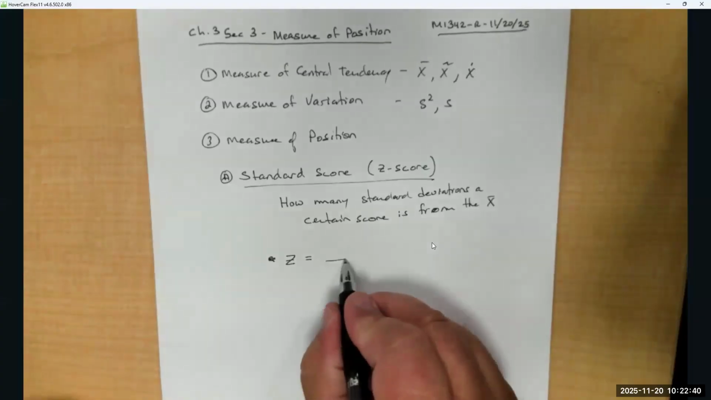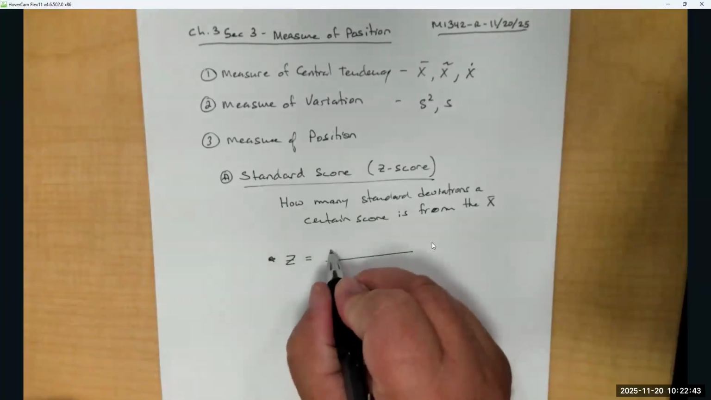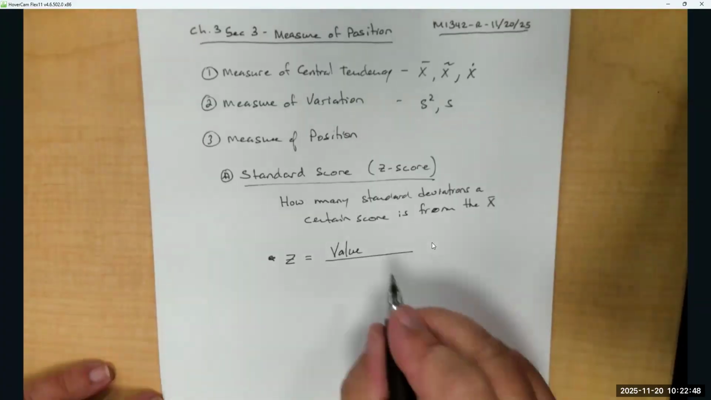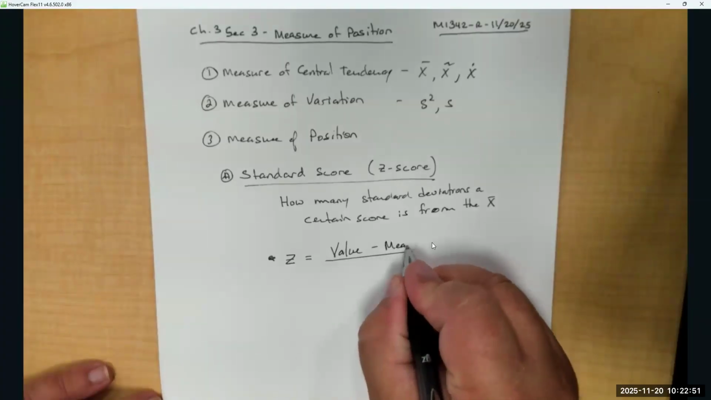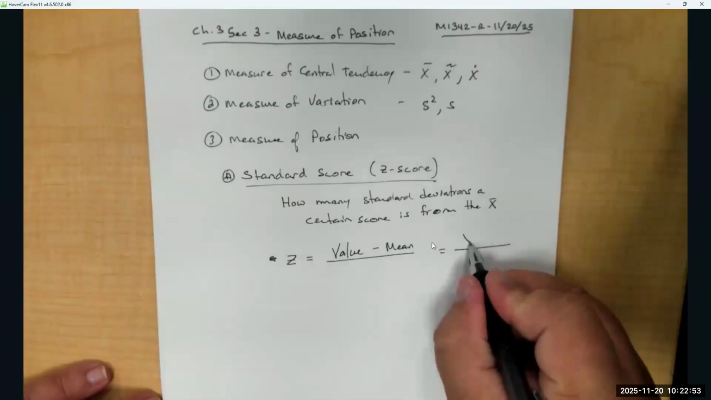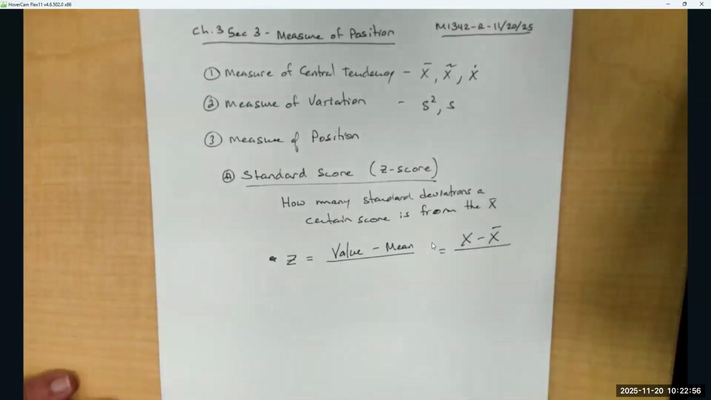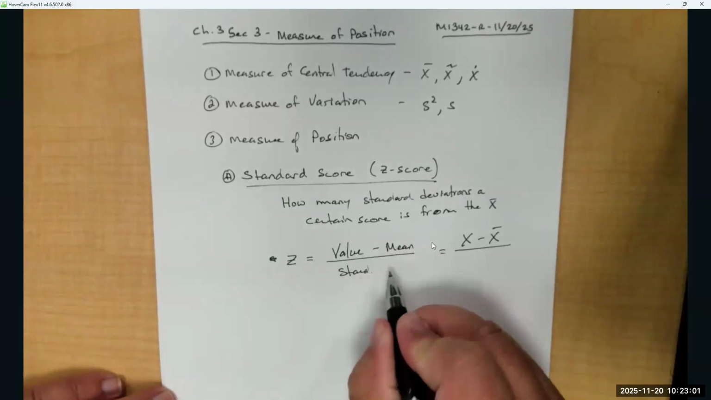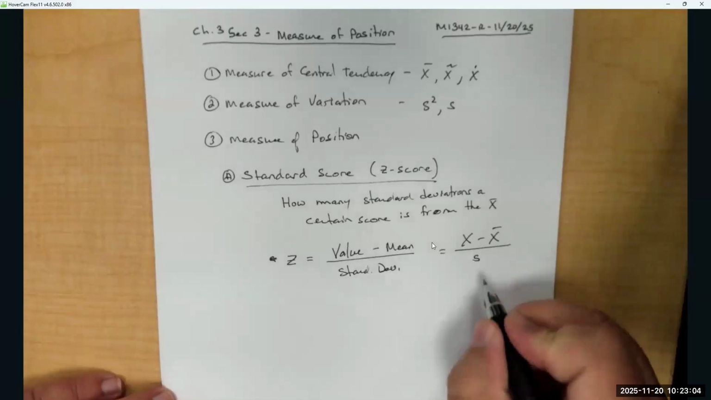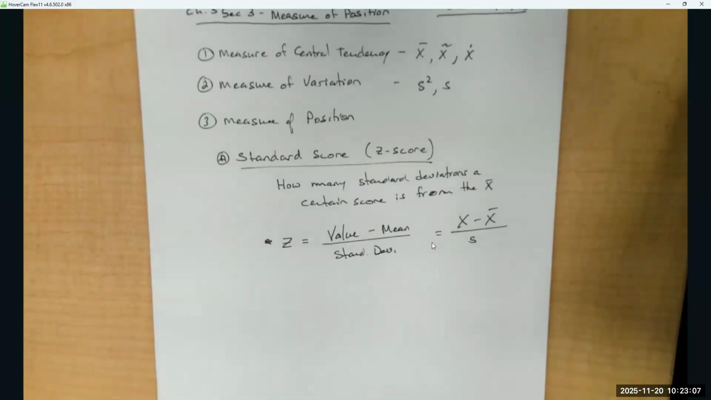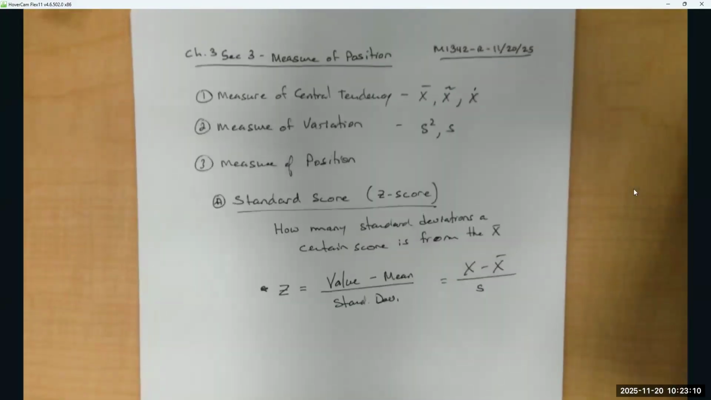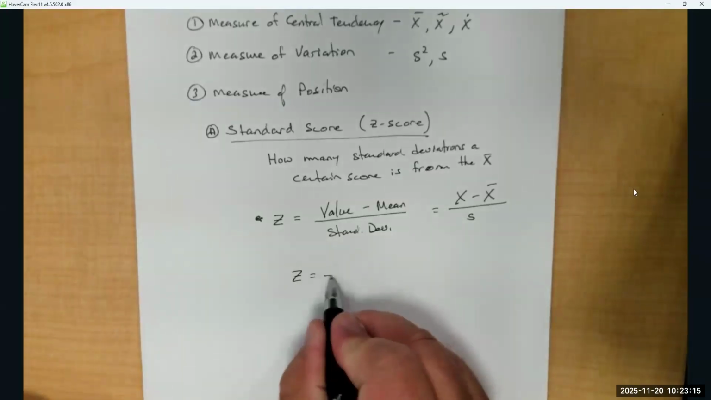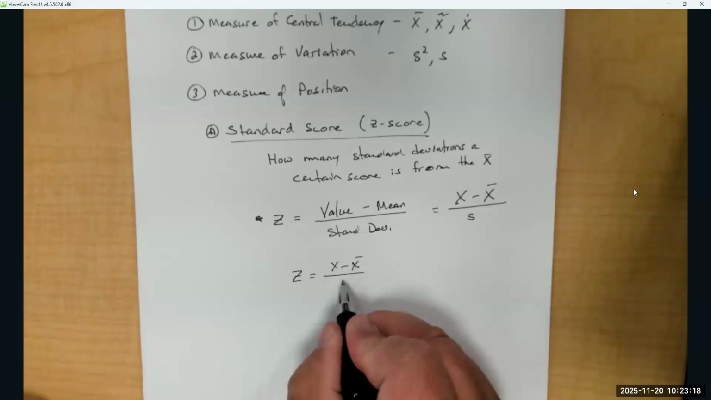So the formula for a Z-score is the actual value that you have, your score, minus the mean. So it's X minus X bar over the standard deviation. So the Z-score is X minus X bar over S.